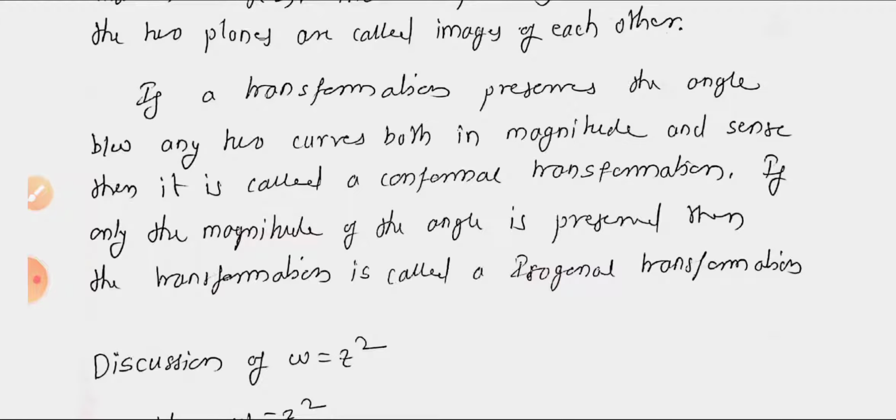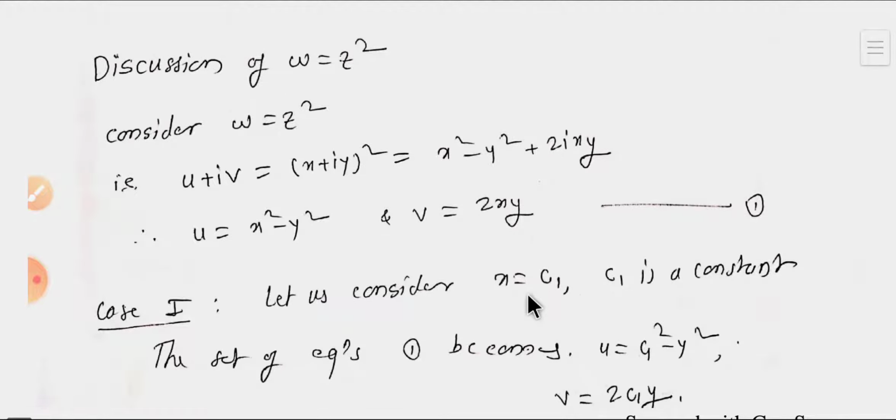Let us consider w equal to z square. So w in variables u and v, that is u plus iv, is equal to (x plus iy) whole square, which is x square minus y square plus i into 2xy. Therefore u equal to x square minus y square, that is the real part, and the imaginary part is v equal to 2xy.